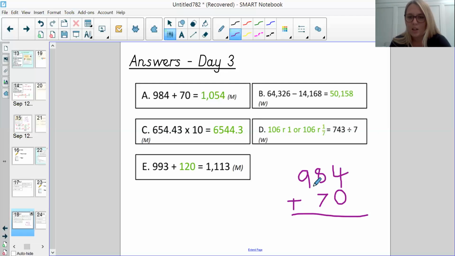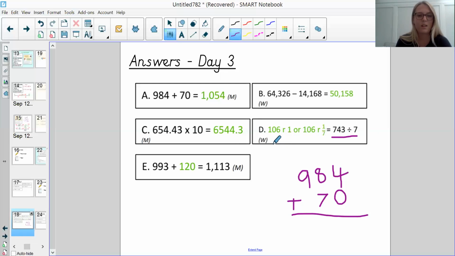D, you had a question mark equals 743 divided by 7. Even though the equal sign was in a slightly different place, you still need to work out that 743 divided by 7. That would give you your answer. So 743 divided by 7 was 106 remainder 1, or 106 remainder 1 over 7, 1/7.